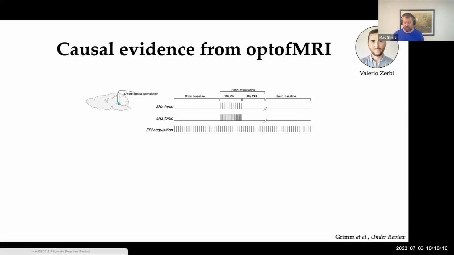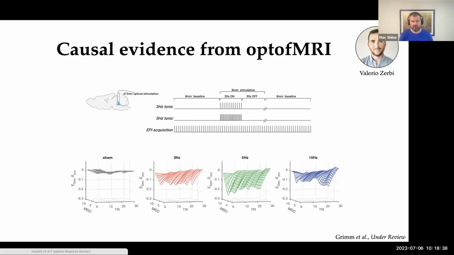Just to show you that it's not just a descriptive measure, we've actually got causal evidence now from a really cool study led by Valerio Zerbi in Switzerland. What they did here is they were able to optogenetically stimulate the locus coeruleus in a group of rodents that were lightly anesthetized in a variety of different fashions, while also recording whole brain BOLD imaging data.